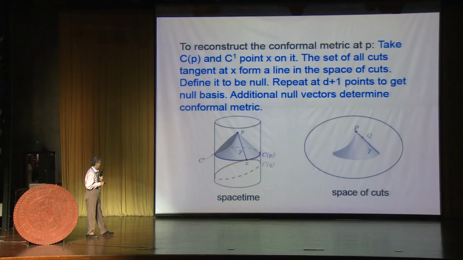And then you can determine the inner products by taking some other points and looking at other cuts tangent, and that gives you the w's. And then in that way, you construct the conformal metric at p, just from the space of cuts and which ones are tangent to which other ones.